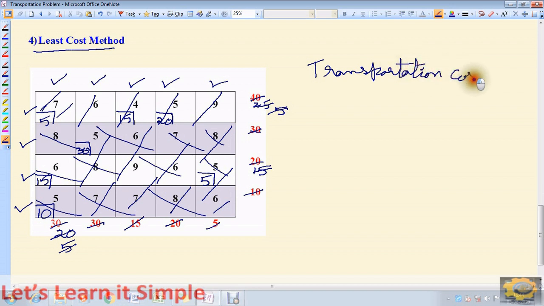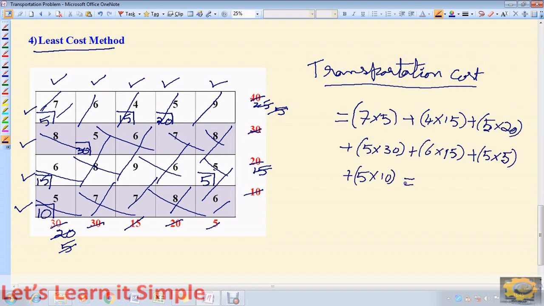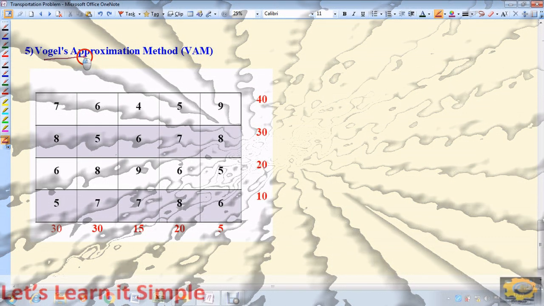We need to find the transportation cost. 510 cost units. So therefore, the transportation cost by least cost method is 510 cost units. The next and last method of finding IBFS is Vogel's approximation method.